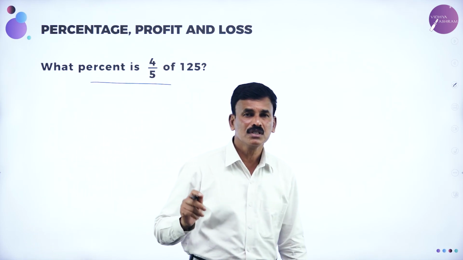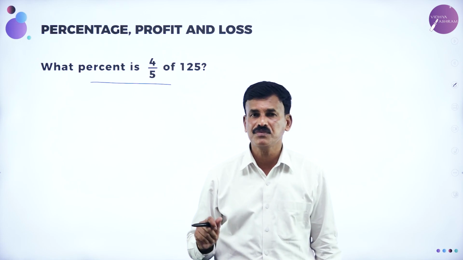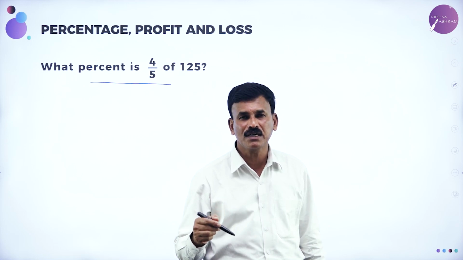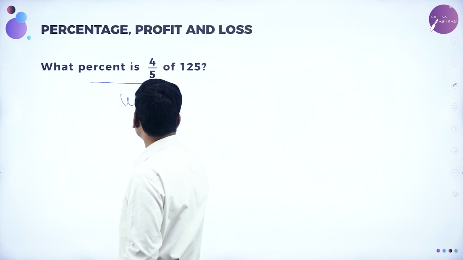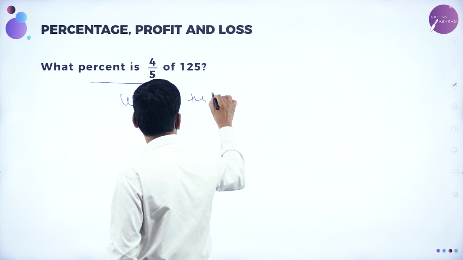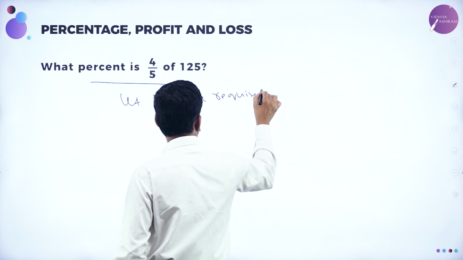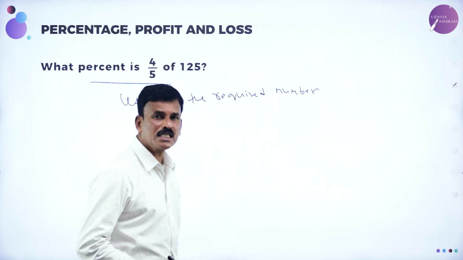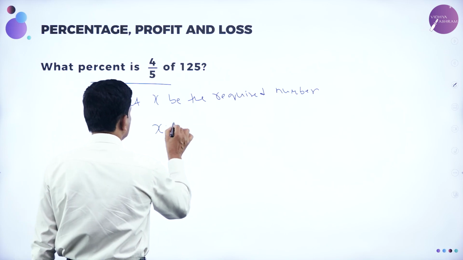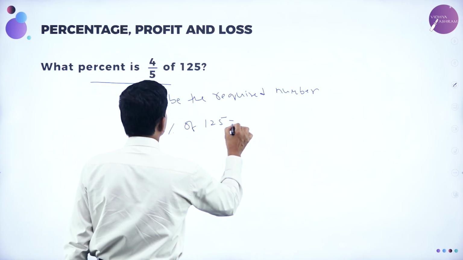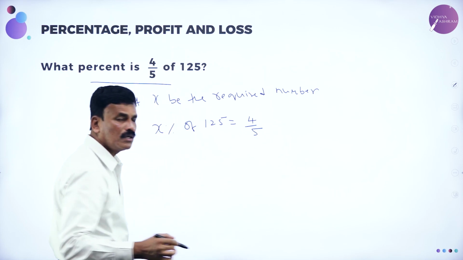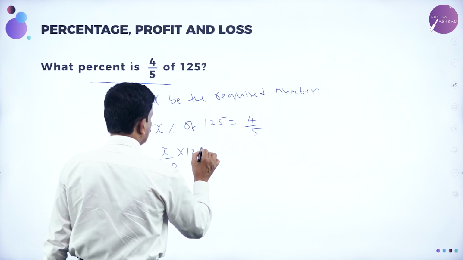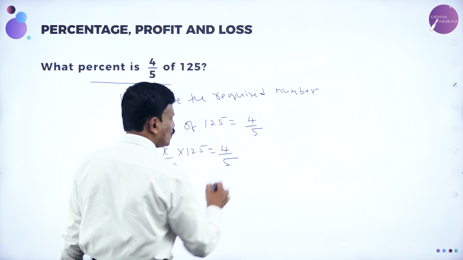Now, what percent is 4 by 5 of 125? We have to find out the percent. Let x be the required number. What is given? X percent of 125 is equal to 4 by 5. What is the meaning? X percent of 125 means x by 100 into 125 is equal to 4 by 5.